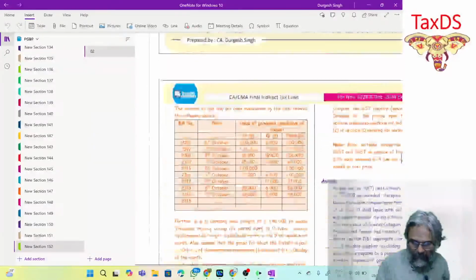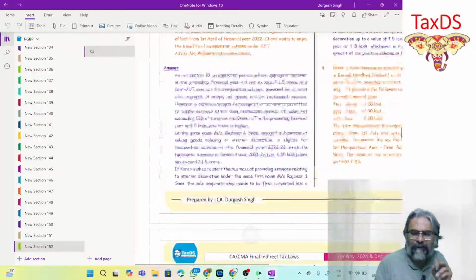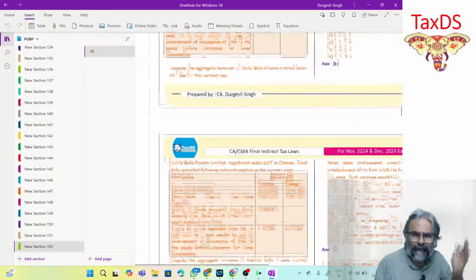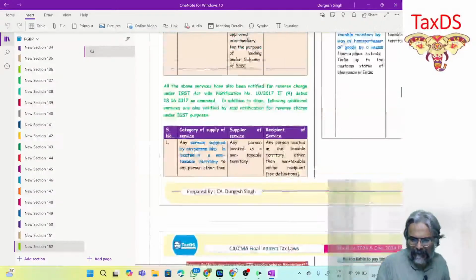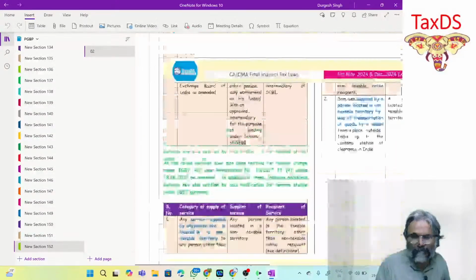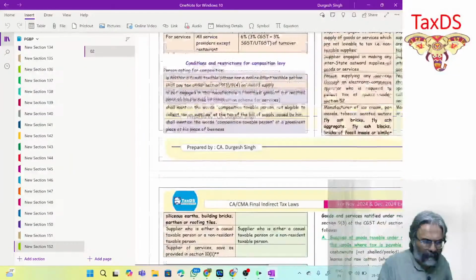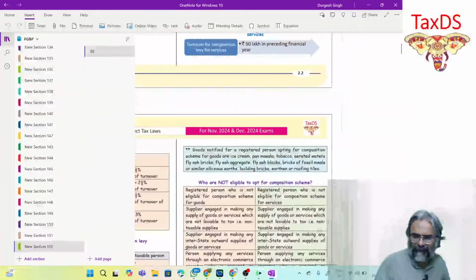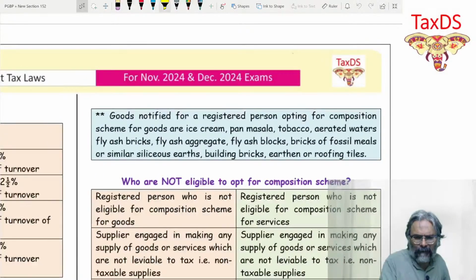Perfect. Now, before I go with this, students, did you realize that the composition scheme is not available if there are some conditions? One of the conditions is that you should not be doing the supply of notified goods. Every one of you is aware of it, isn't it? Now, many students ask, sir, what are the notified goods? Unfortunately, you will always have to read these notified goods. I may be assuming that many of you have already remembered it, but still keep revising.